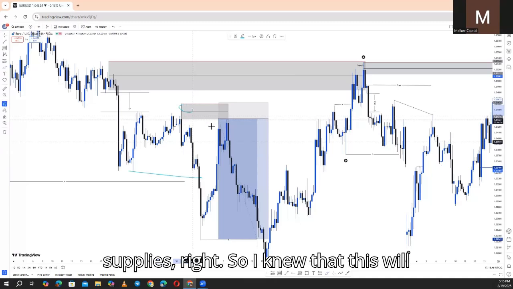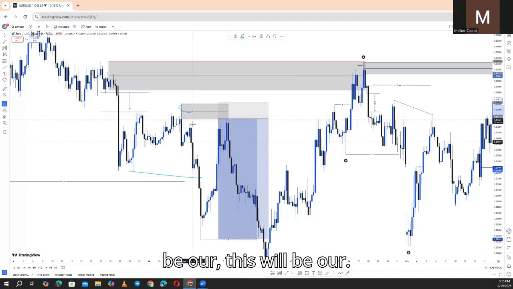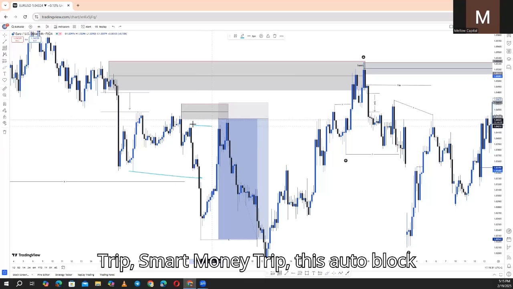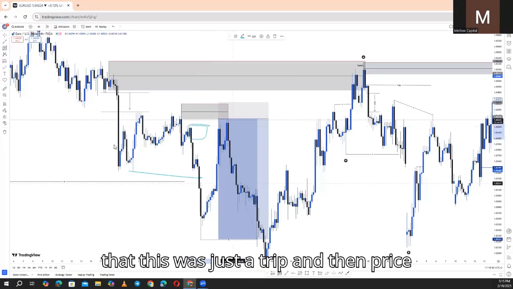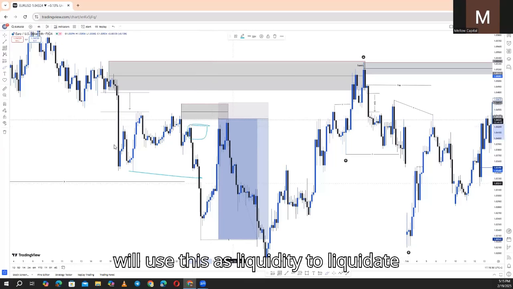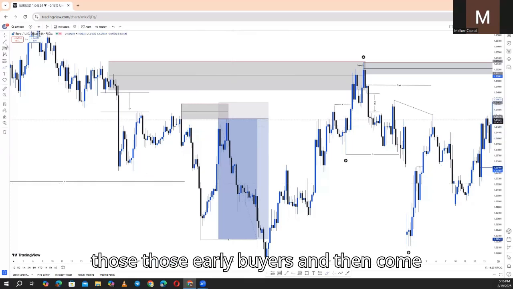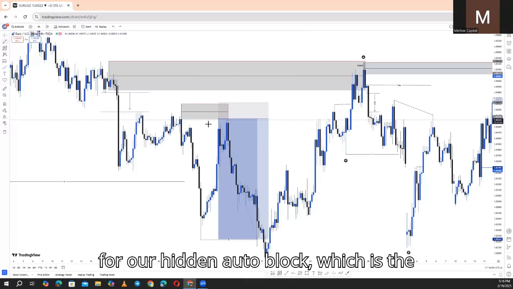So I knew that this would be our smart money trap, this order block here. People were looking to sell from here to the downside, but we knew that this was just a trap, and then price would use this as liquidity to liquidate those early buyers and then come for our hidden order block, which is the one up there.